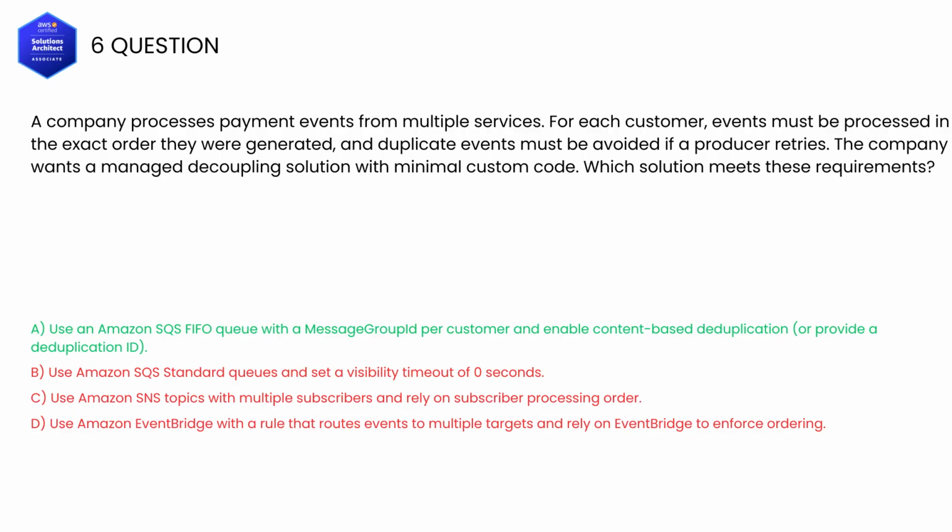And the last one, EventBridge, isn't correct because it's excellent for routing and filtering, but it doesn't guarantee strict per-entity ordering across targets. You would still need an ordering mechanism downstream, which is exactly what FIFO SQS provides.